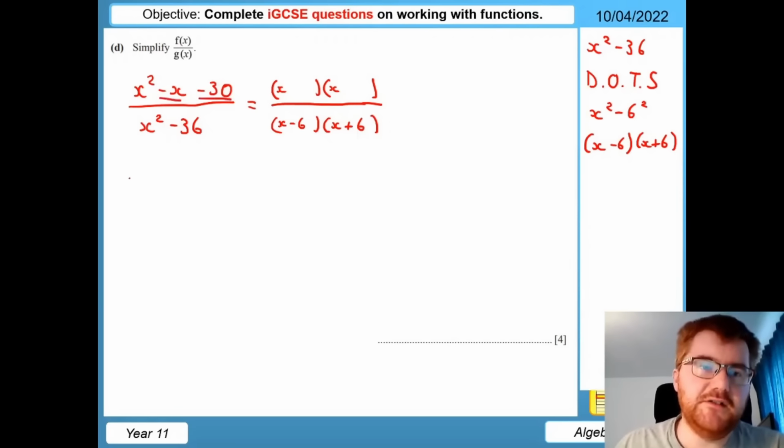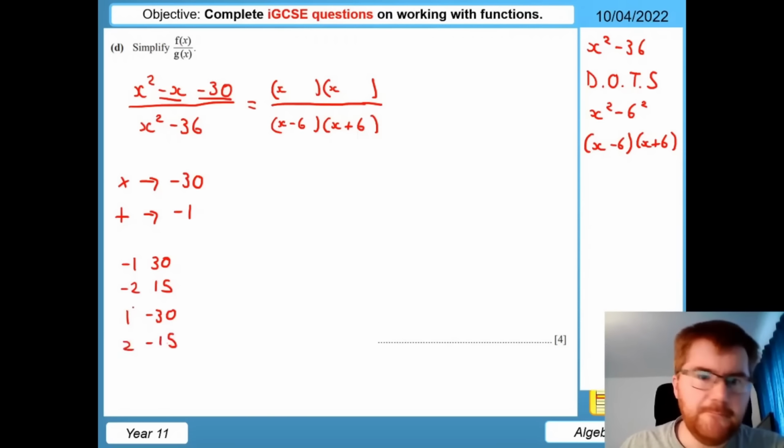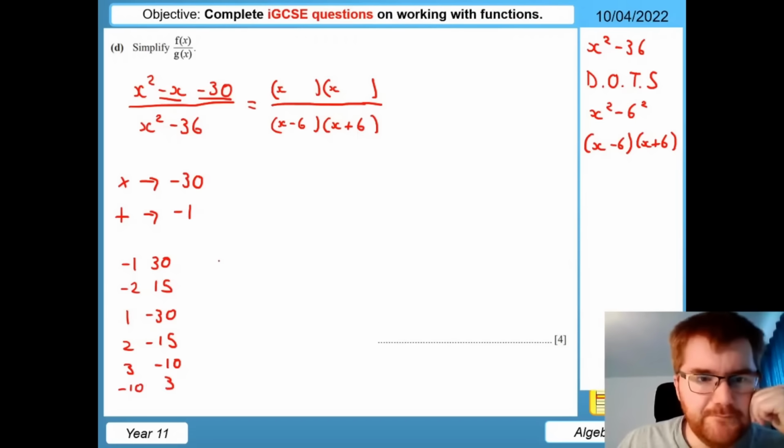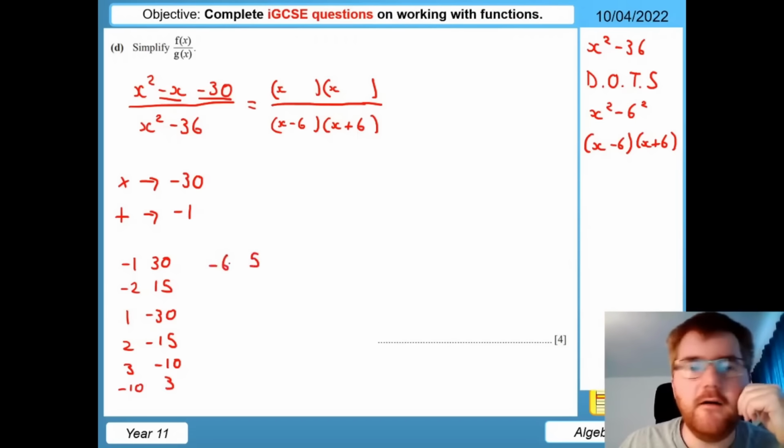So what I do here is write down all the number pairs that multiply to give me minus 30. Well, obviously we've got minus 1 and 30. We have minus 2 and 15. We can move the minuses around. So 1 and minus 30, 2 and minus 15, 3 and minus 10, and minus 10 and 3. And you're thinking, God, that's a lot of combinations here. Minus 6 and 5, 6 and minus 5 as well.